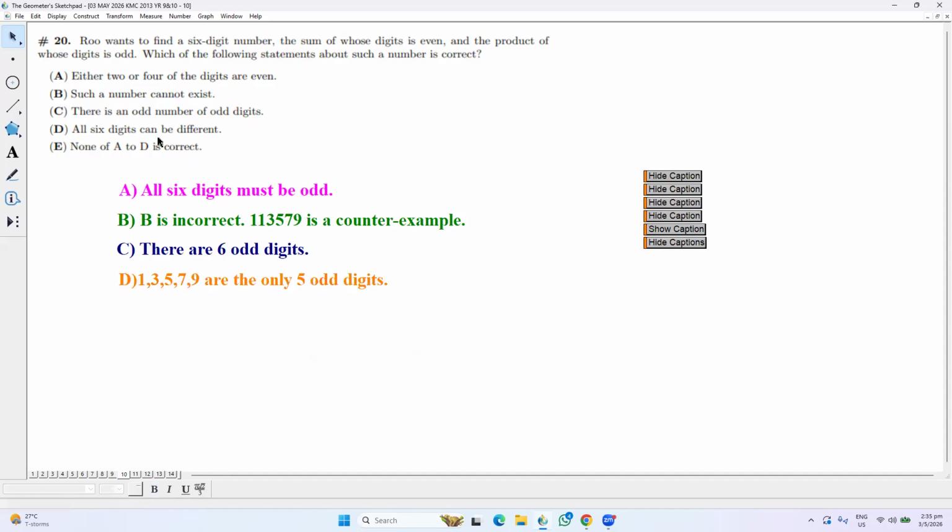All 6 digits can be different? Not possible, because there are only 5 odd digits: 1, 3, 5, 7, 9. When we form the number, we must have 1 repetition. Therefore, the answer is E. None of A to D is correct.